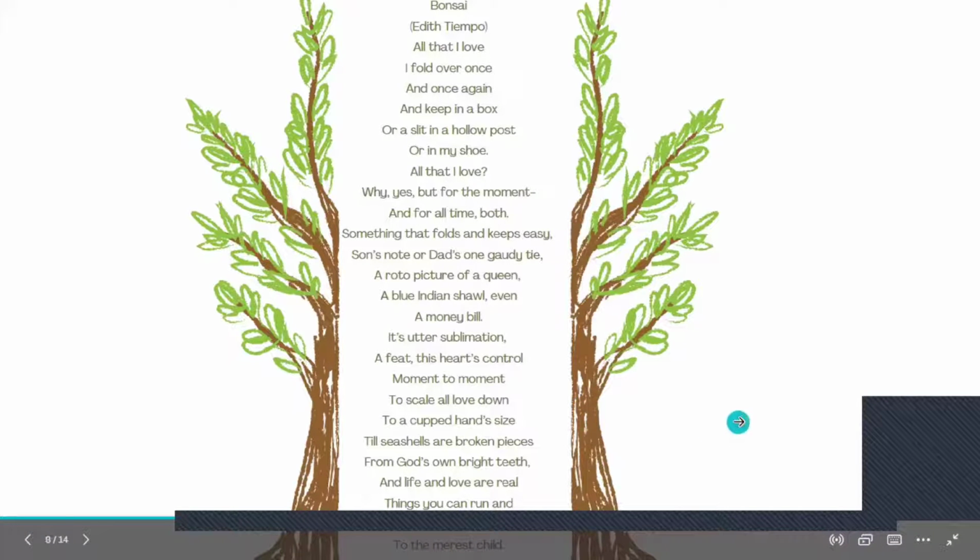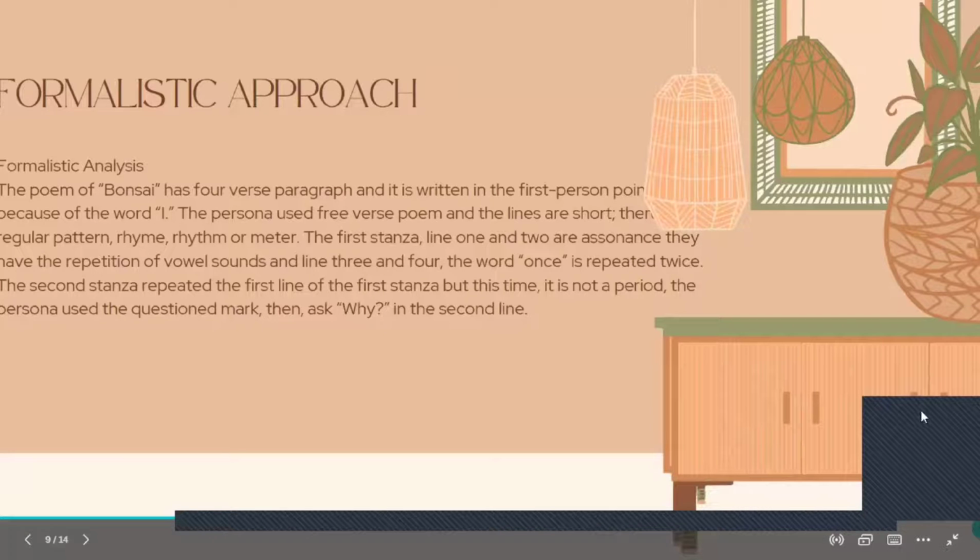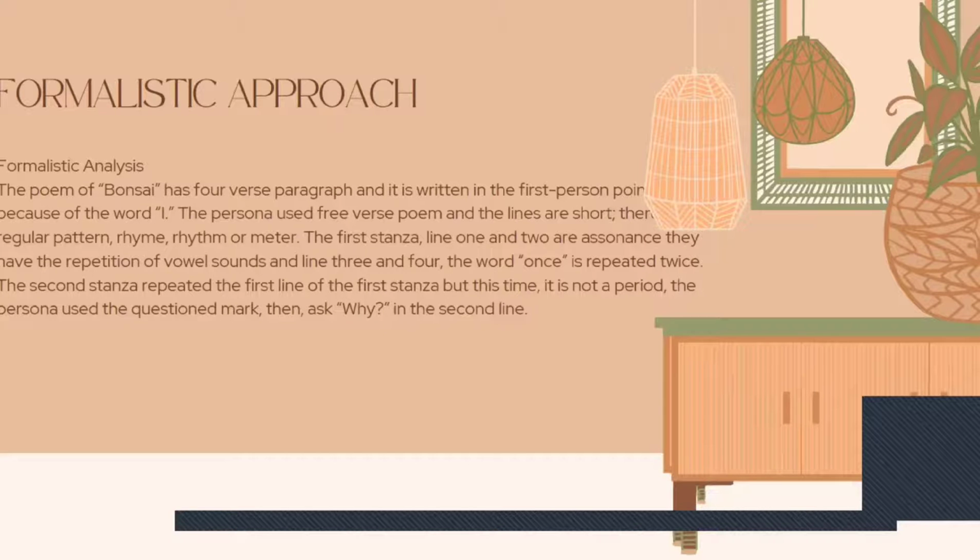The next slide will be given to us by Miss Sheila Lopez. Proceed. The poem Bonsai has 4 verse paragraphs and it is written in the first person point of view. Because of the word I, the persona used 3 verse poem and the lines are short. There is no regular pattern of rhyme, idiom, or meter. The first stanza, lines 1 and 2, are resonance. They have the repetition of vowel sounds, and in lines 3 and 4, the word once is repeated twice.